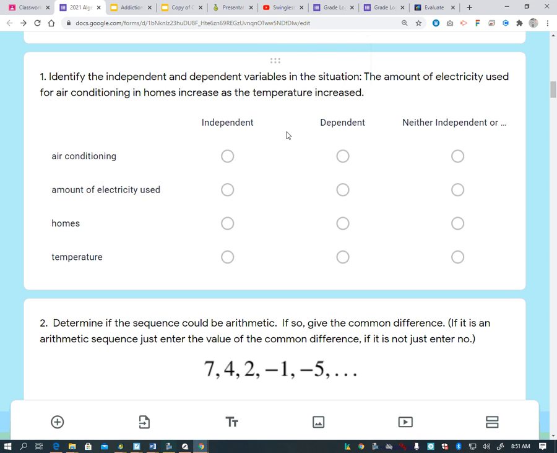Okay. This is Algebra 1. This is our, what is this? 1 through 55 review, part 1. The year is 2021. This is second hour class. We're excited to go. All right.